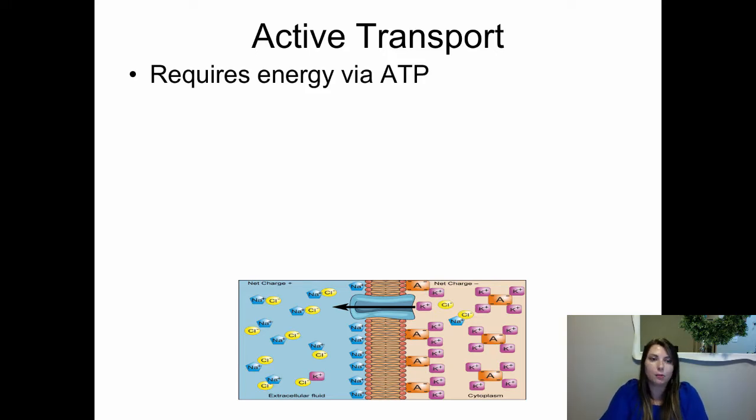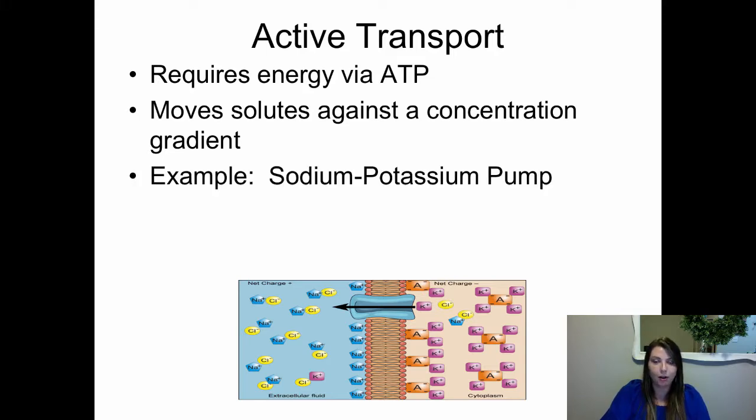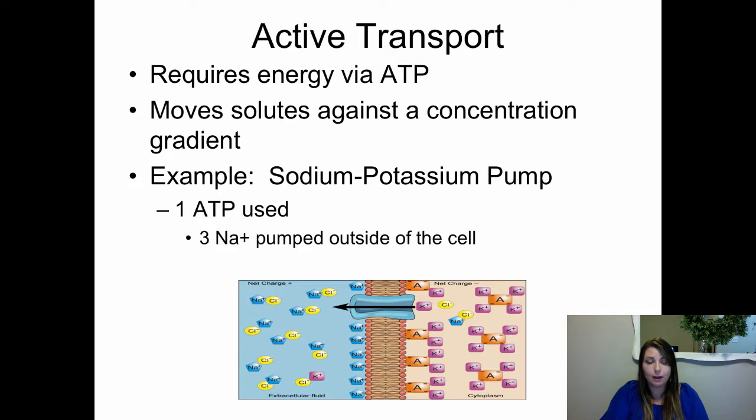So active transport requires energy via ATP, and it's going to move a solute against a concentration gradient. So it's making it go a way that it wouldn't naturally go. So that's why we need that extra help. So an example of this is a sodium-potassium pump. So one ATP is used, and that will push 3 sodium cations outside of the cell in exchange for 2 potassium ions being pumped into the cell.